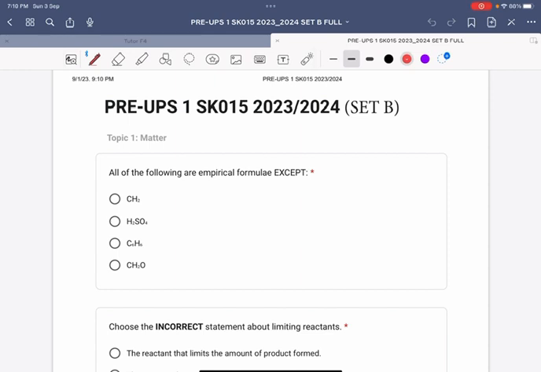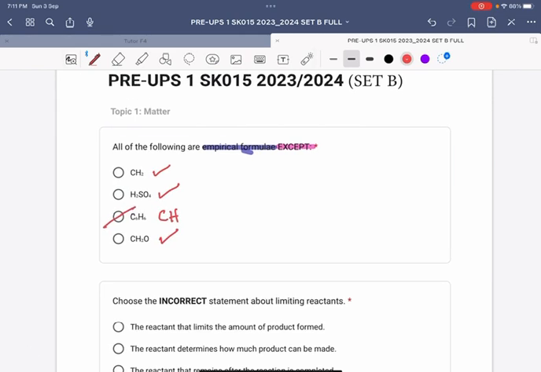All the following are empirical formula except. Okay, so empirical formula is the simplest ratio. This is the simplest ratio. This is also the simplest ratio sebab dia dah tak boleh nak bahagi dah. Okay, yang ini it can be CH. Yang ini is also the simplest ratio. So the answer is option 3.